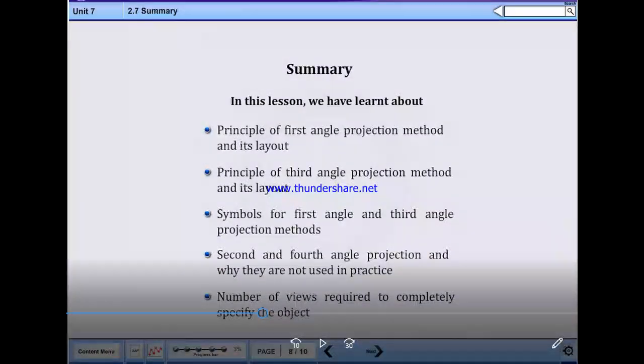So up to this topic, including the previous topic, we have studied the first angle projection method and its layout, the principle of third angle projection method and its layout, symbols for first angle and third angle projection methods, second and fourth angle projection methods and why they are not used in practice, and the number of views required to completely specify the object. This is the summary including the previous topic.